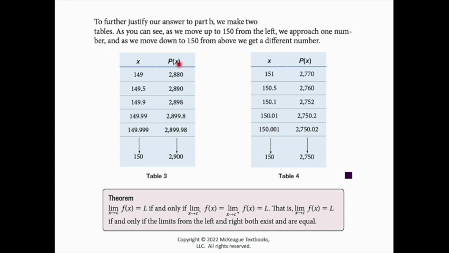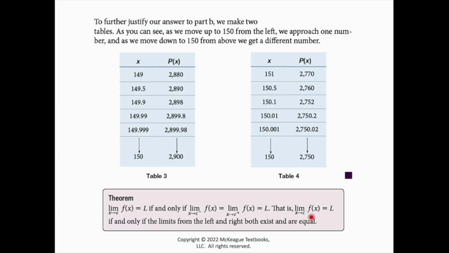Here's the table of values calculated from that function. And as you can see using the tables, as x approaches 150, then the value of the function approaches 2,900 for that first piece, and that was coming from the left. If we're coming from the right, when the values of x are bigger than 150, but they're still getting closer and closer to 150, you can see that the value of the function is different. It's 2,750. It's different than this one here.